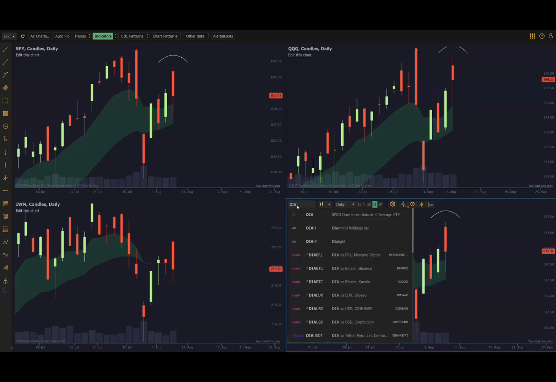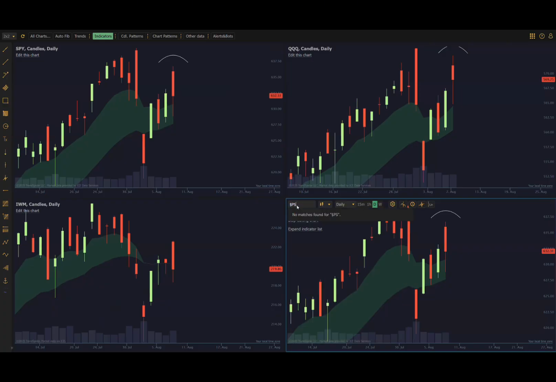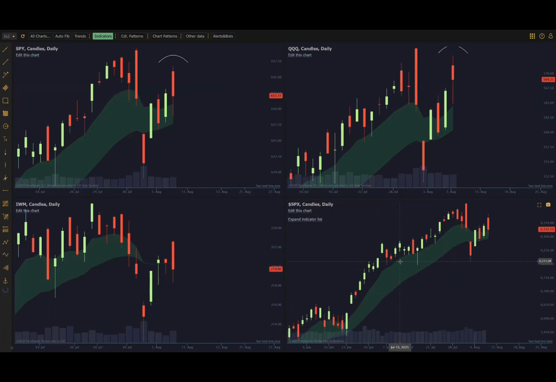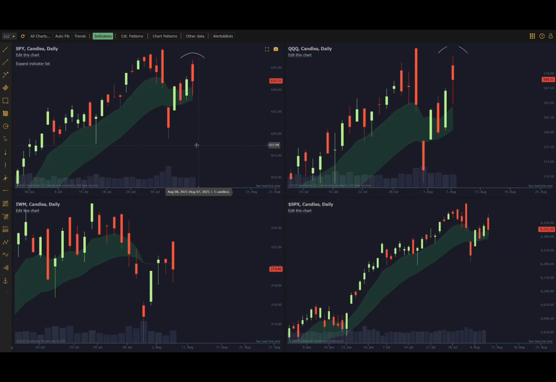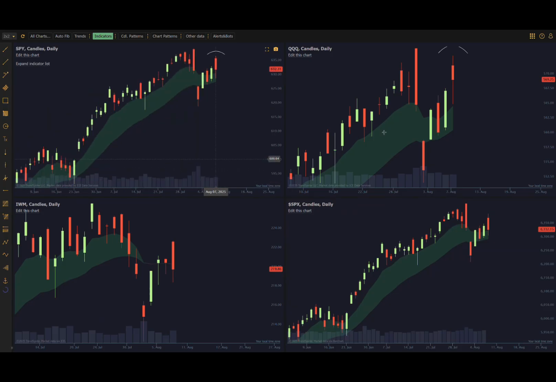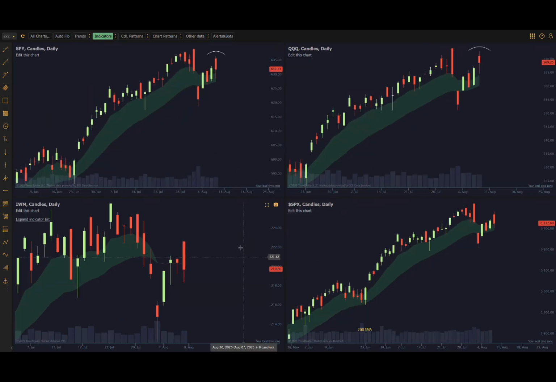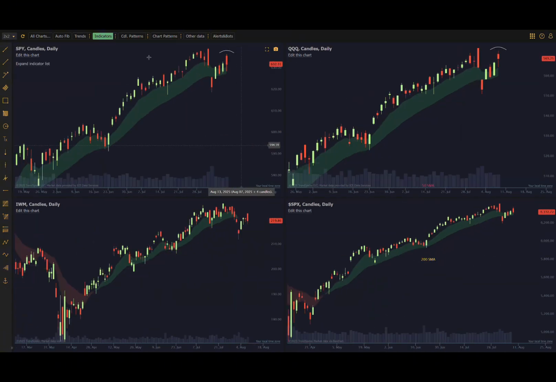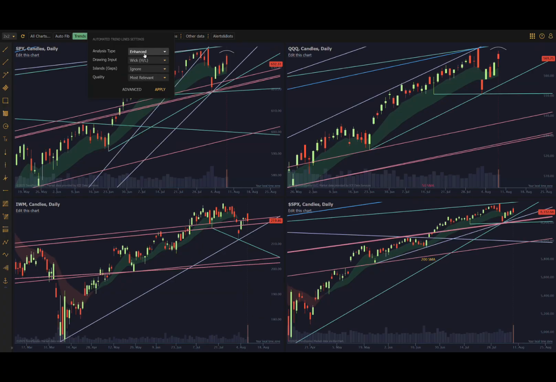You can do SPX, because mine doesn't have SPX enabled. Yeah, I should be able to. Let's say I want to figure out some trend lines here on all four of these. How would I go about this? You could just draw them yourself, or you can use the automated analysis, however you want to do it.